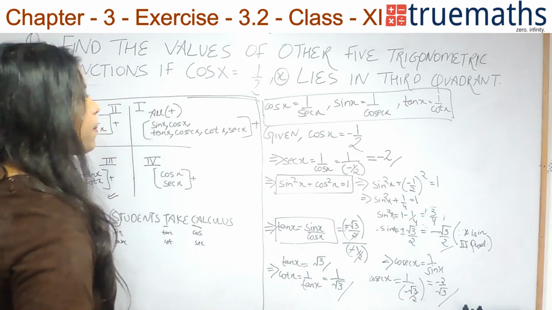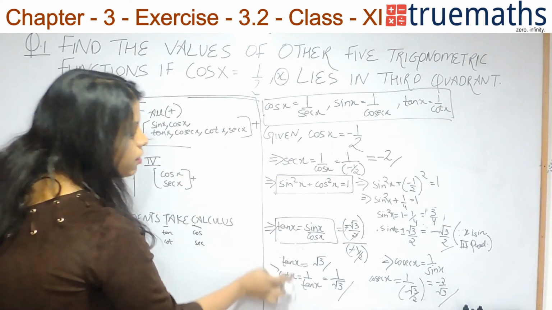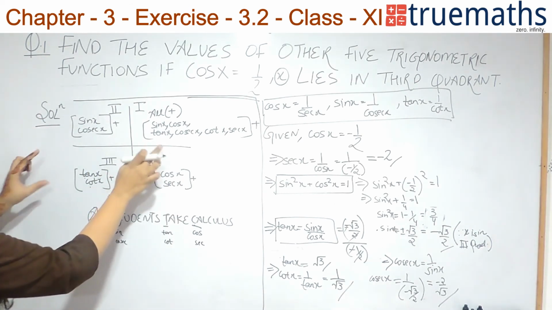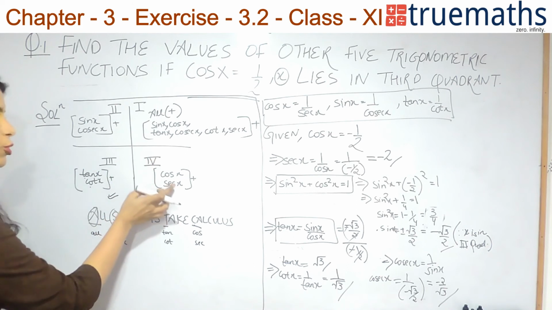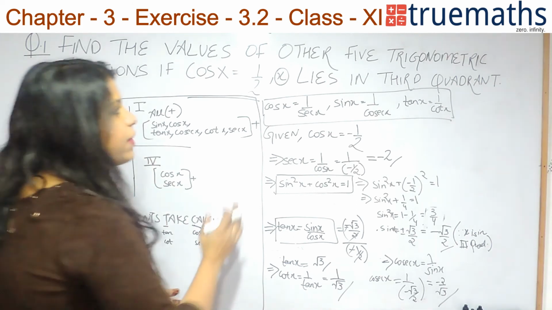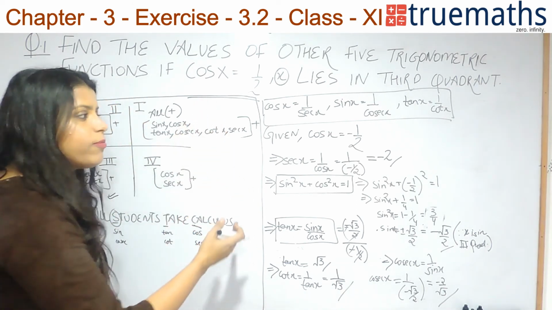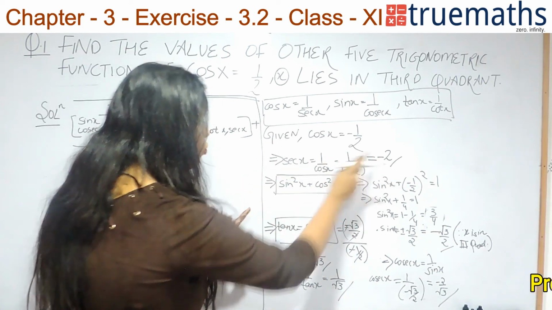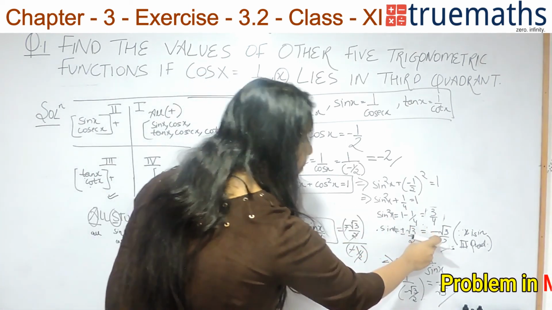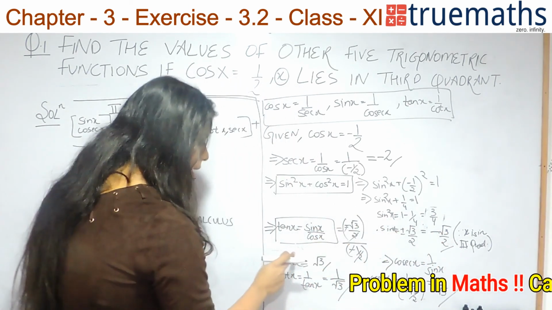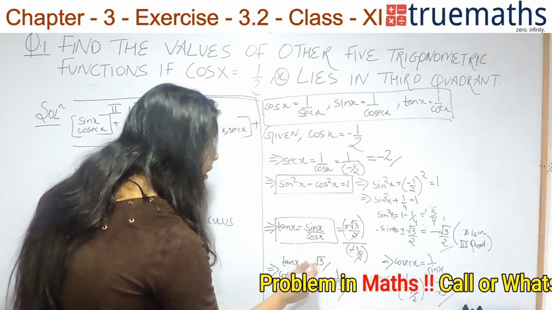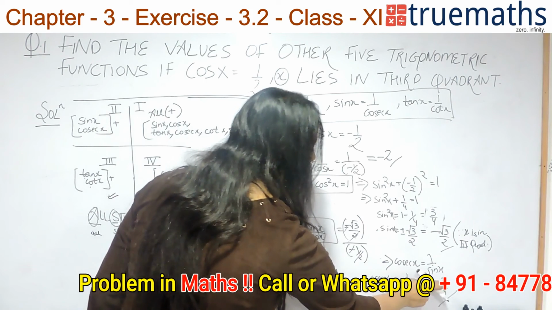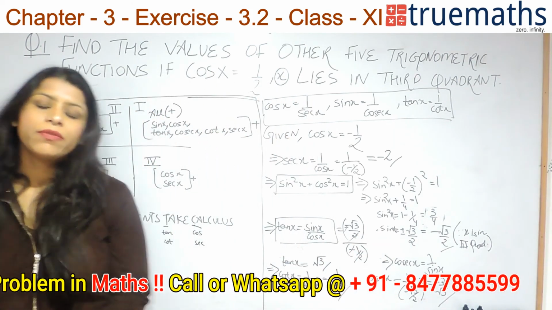Right? So given these relationships and one simple logic, that if the value of x is in first, second, third or fourth quadrant, then I can very easily find the value of my trigonometric functions, right? So your sec x is minus 2, sin x is minus root 3 by 2, tan x is root 3, cot x is 1 by root 3 and cosec x is minus 2 by root 3. We have solved this question.